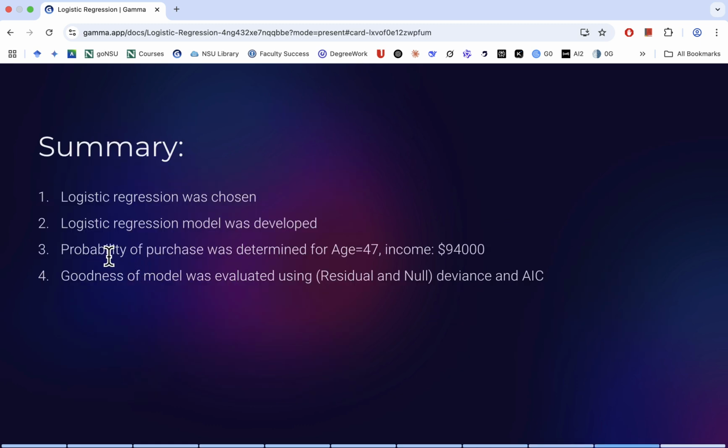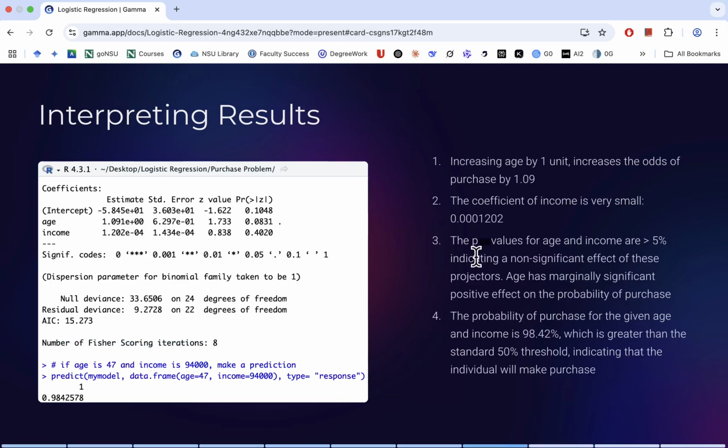Our third question was, what's the probability of purchase when age is 47 and income is 94,000? We made this prediction. It was 98.42% because this value is higher than the standard threshold value of 50%. Therefore, we conclude that the customer will make a purchase.